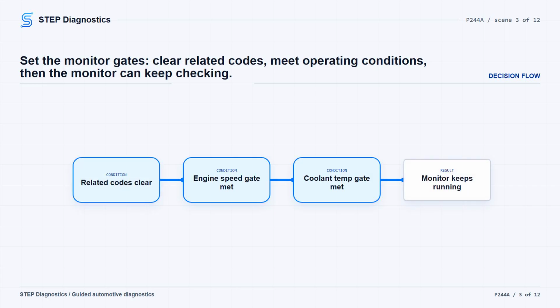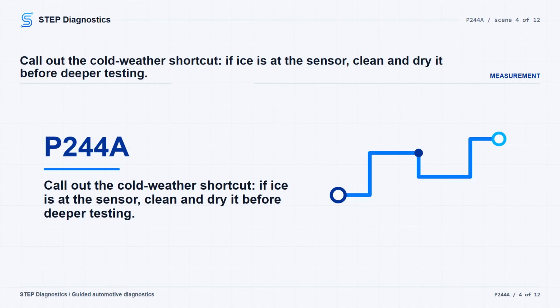The monitor is also looking for engine speed greater than 1250 RPM, ECT warmer than 40 degrees Celsius or 104 degrees Fahrenheit, and then it runs continuously once those conditions are met. One practical note: in certain weather during long drives, ice may form around the diesel particulate filter exhaust differential pressure sensor. If you find ice there, clean and dry the area, then retest before going deeper.